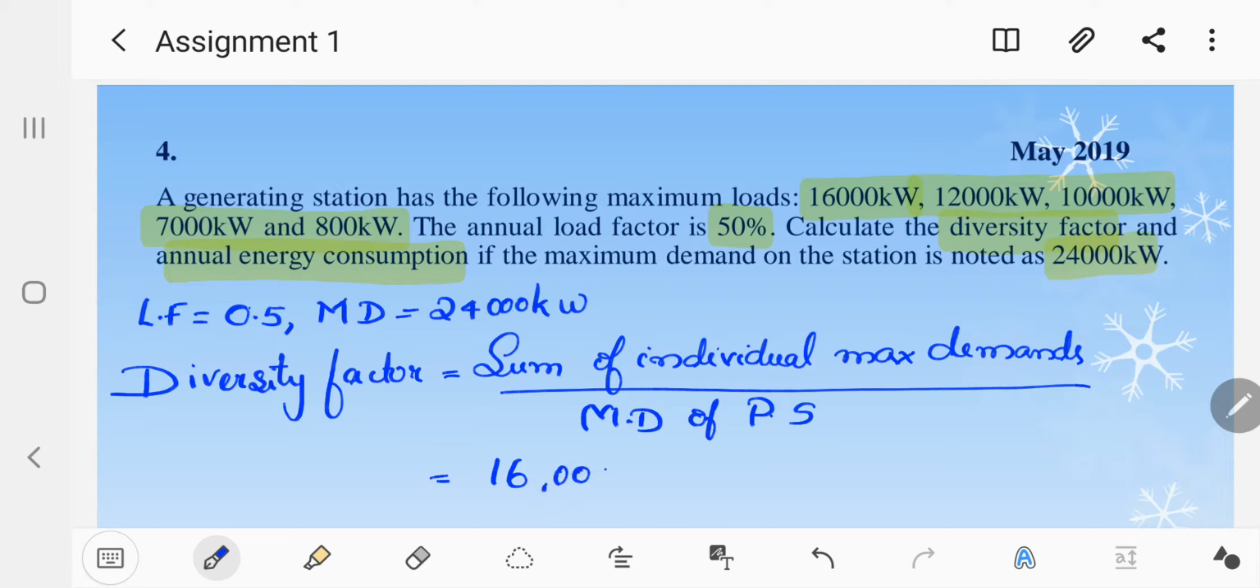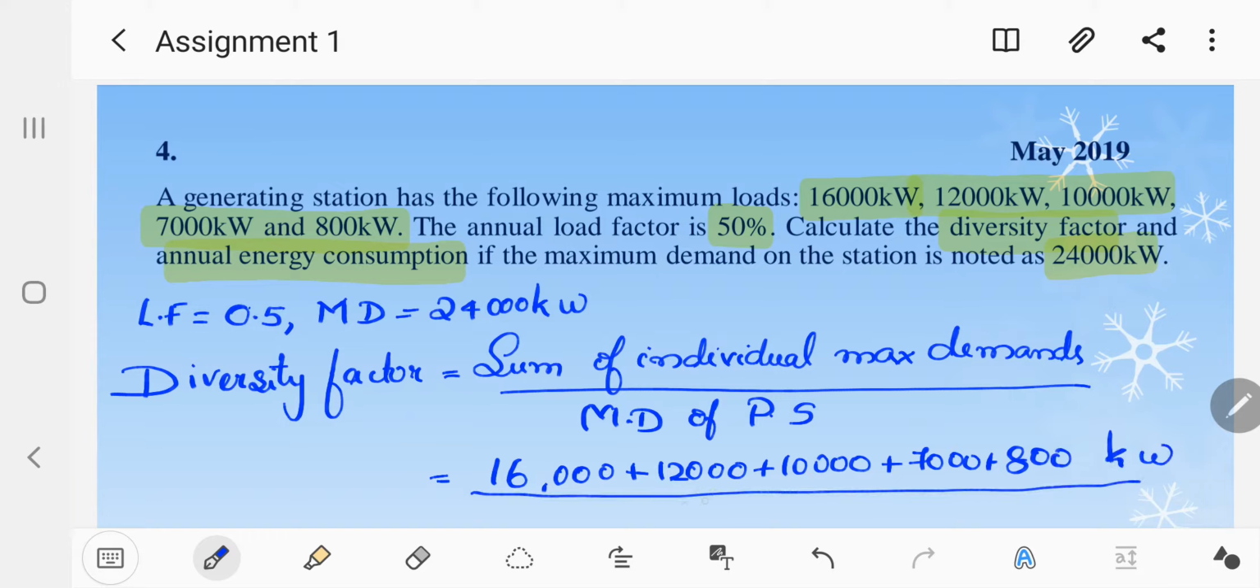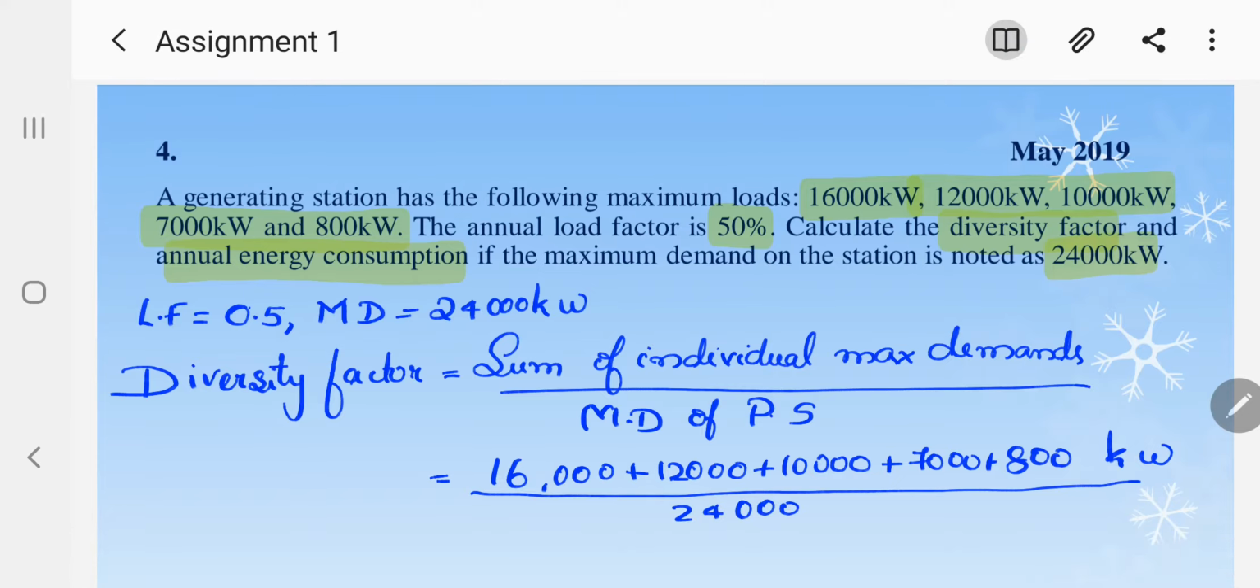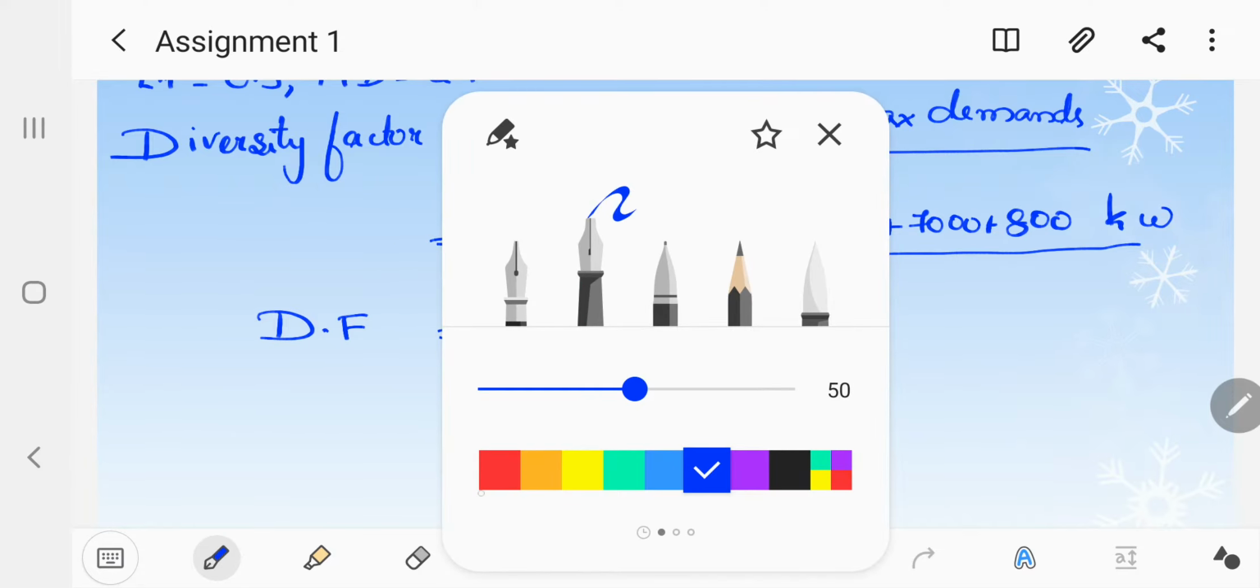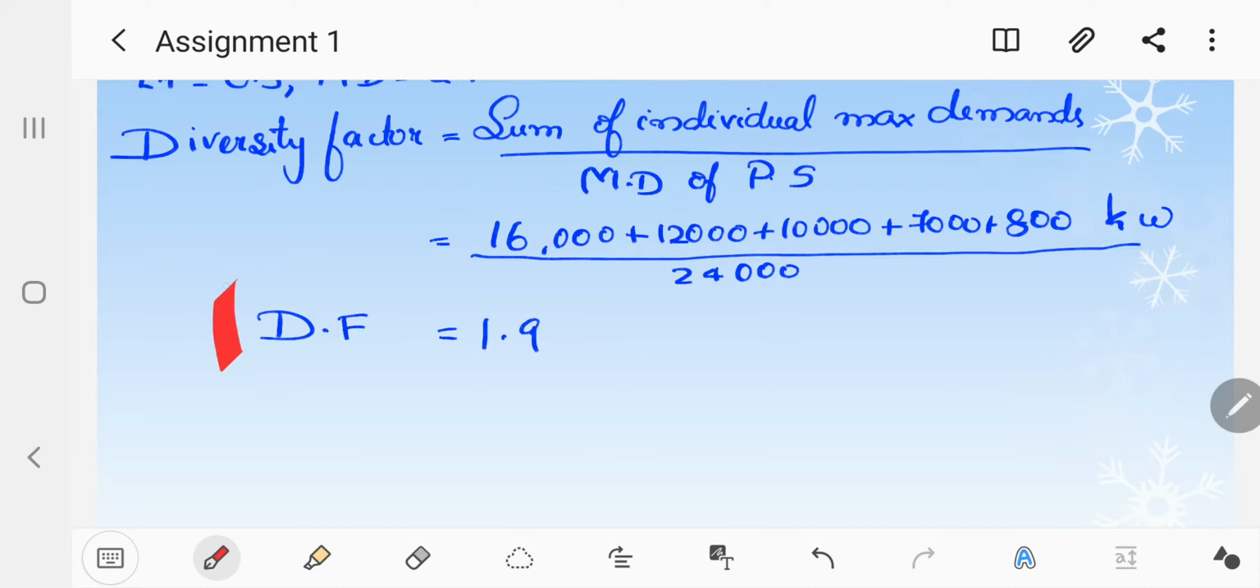So 16,000 plus 12,000 plus 10,000 plus 7,000 plus 800 kilowatts divided by, what is the maximum demand? It is given as 24,000 kilowatt. By solving this one, you will obtain the answer as 1.9. So the answer for the diversity factor, you will obtain it as 1.9.